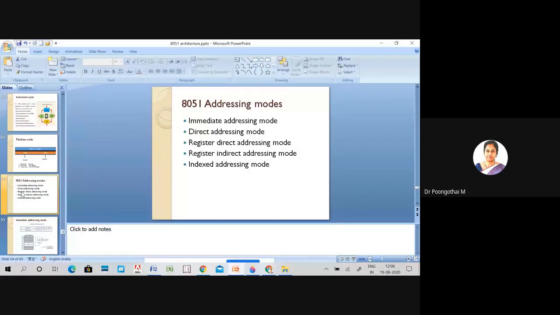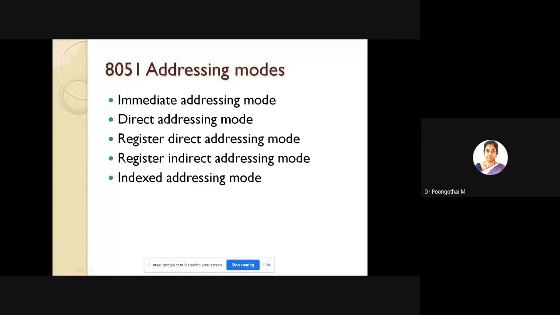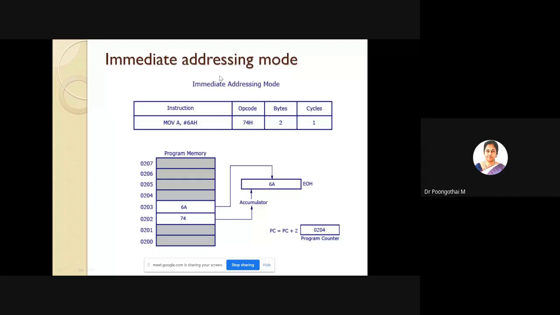So let's move on to 8051 addressing modes. So the addressing modes of 8051 are classified into 5. That is immediate addressing mode, direct addressing mode, register direct addressing mode, register indirect addressing mode, and indexed addressing mode. We will see one by one. So first, immediate addressing mode. What is addressing mode? What is the necessity of addressing?